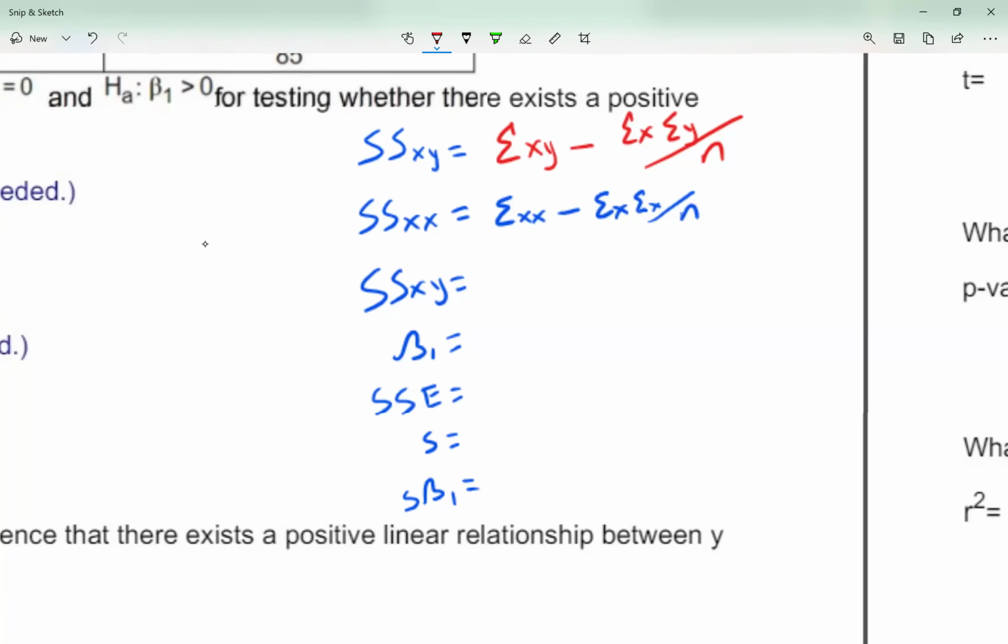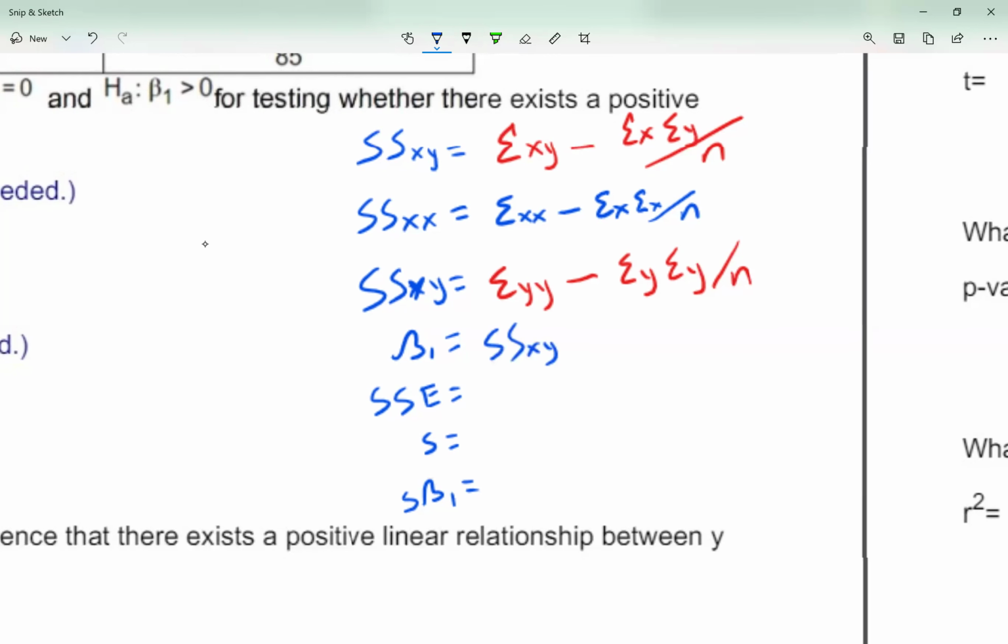For my sum of the squares of yy, I meant here yy. My sum of the squares of y, I need my sigma of y times y minus sigma of y times sigma of y divided by n. I know we saw this before. This is something that you guys should be a little familiar with. My beta 1 is going to be the sum of the squares of xy divided by the sum of the squares of xx.